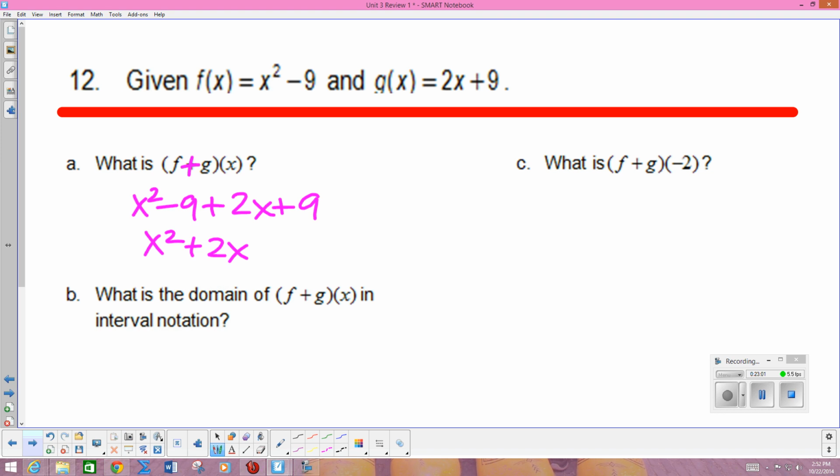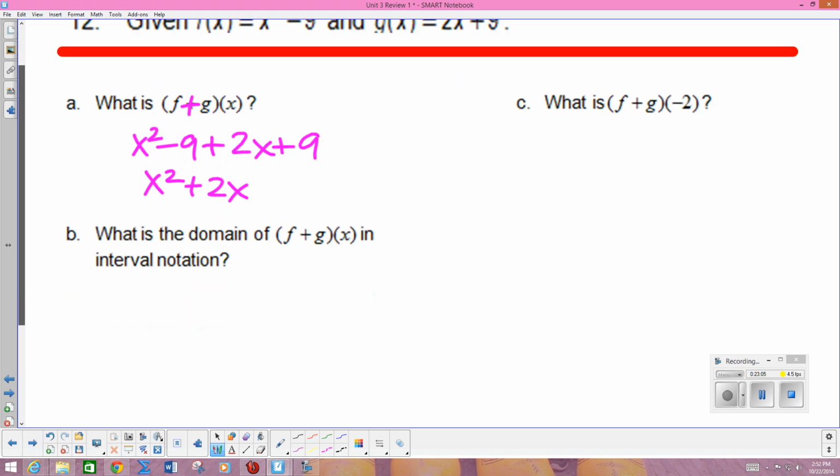So then the next thing is, what is the domain? So we can go graph it on our calculator, but we know right away that this is going to be a parabola. And we know that the domain of a parabola is from negative infinity to infinity.